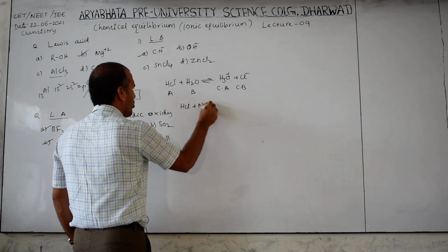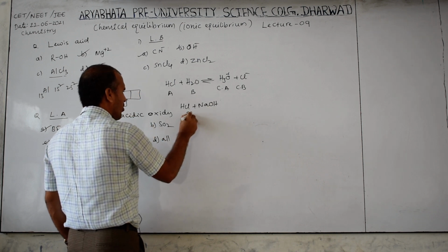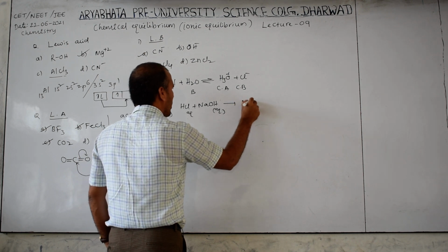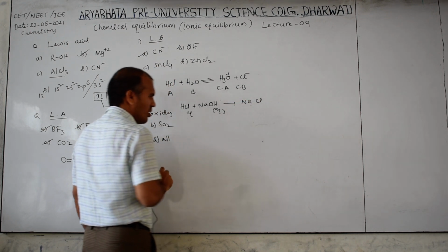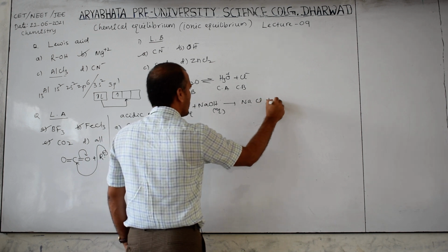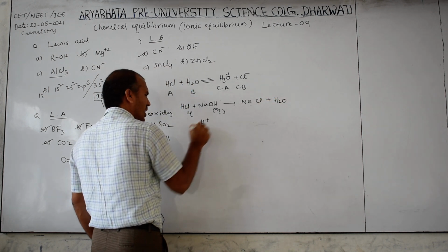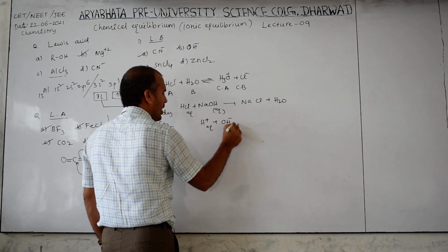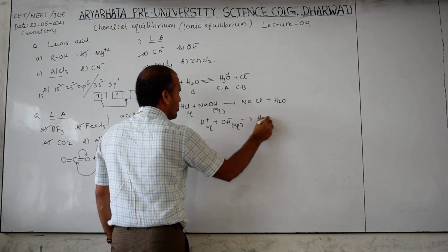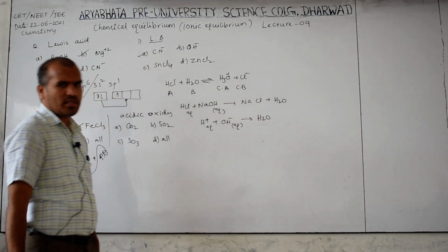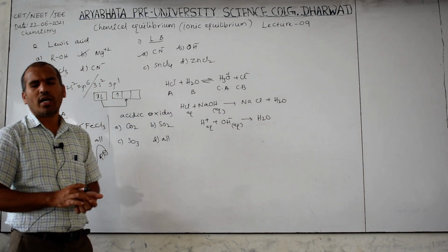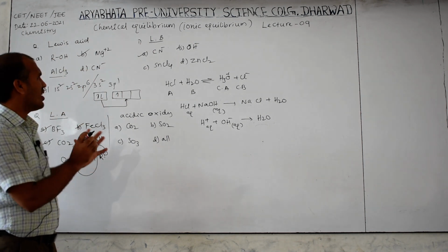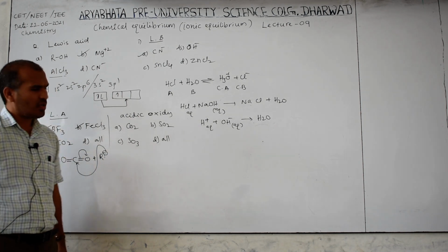HCl plus NaOH, this is aqueous, this is also aqueous. Na+ and Cl- form the salt NaCl, and H+ and OH-, this is called water. Simply, this is H+ from acid, aqueous, and this is OH- from base, aqueous, combined to form H2O. So water formation is a neutralization reaction according to Arrhenius theory. Okay, so the maximum concept about all three theories is completed.